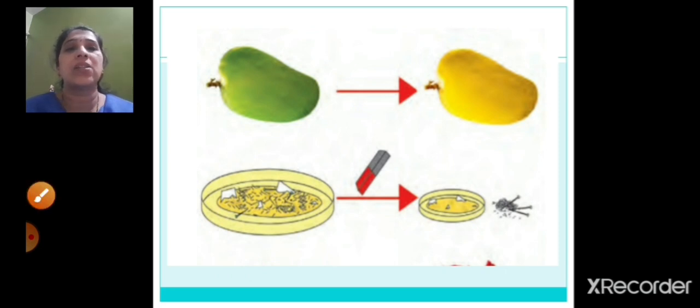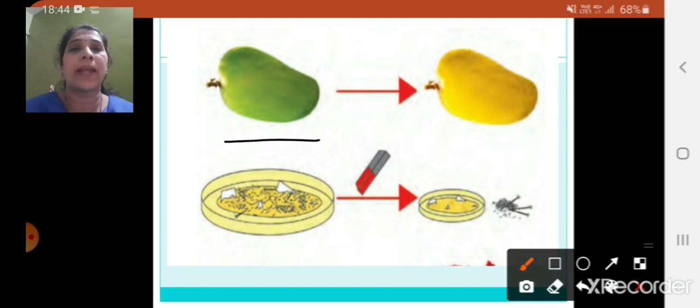Now in the first one you can see this is a raw mango, right? And this is a ripened mango, right? Now tell me, children, what type of change it is? Now it is just changing from green color to yellow color, right? So first of all, no new substance is formed, because the mango is the same. So it is a physical change, but also it is a chemical change also.